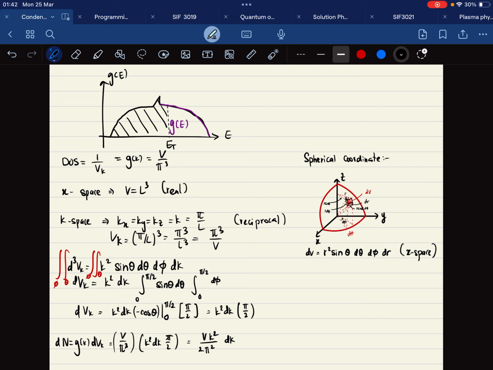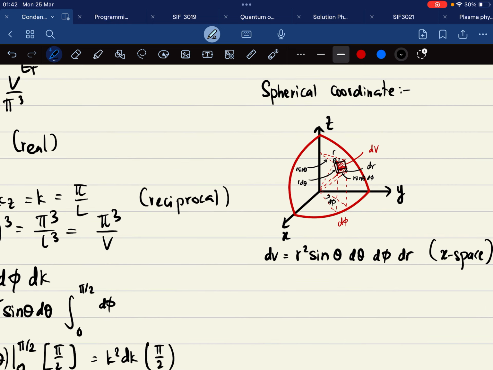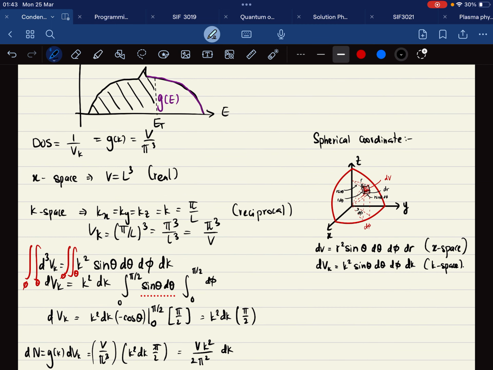Of course we are already familiar with this. This is the volume element of the sphere, but this is in x space. We want to have it in k space. So dVk just changes everything into k: k squared sine theta, the angle is maintained, and the r becomes dk. So this is in k space, momentum space. It's pretty simple.